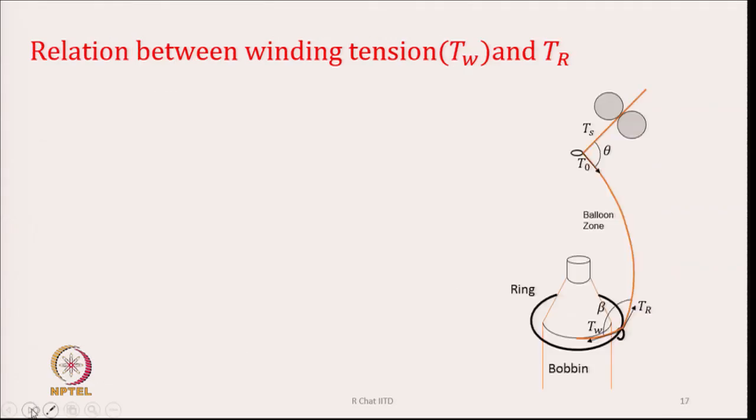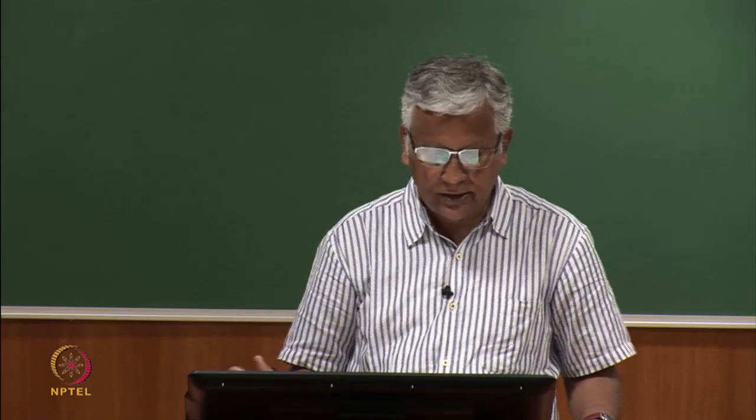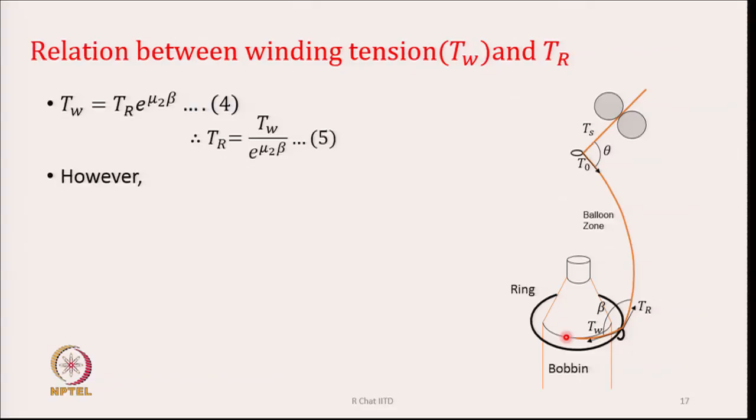From there, we find the relationship between Tr and the winding tension Tw. Here also the yarn goes under the traveler, so there is an angle of wrap. The relationship between Tw and Tr is Tw equals Tr e to the power mu 2 into beta, where mu 2 is the coefficient of friction between the yarn and the traveler.